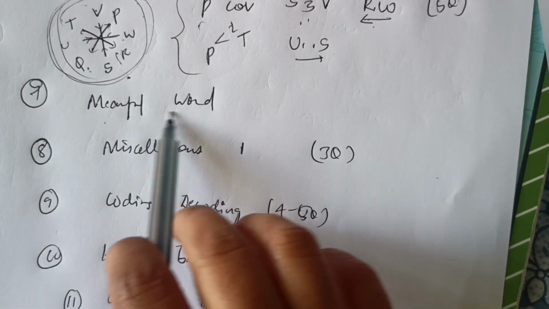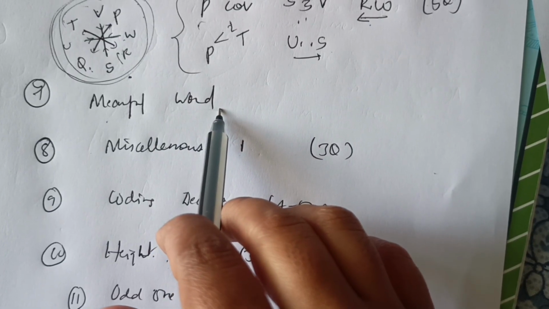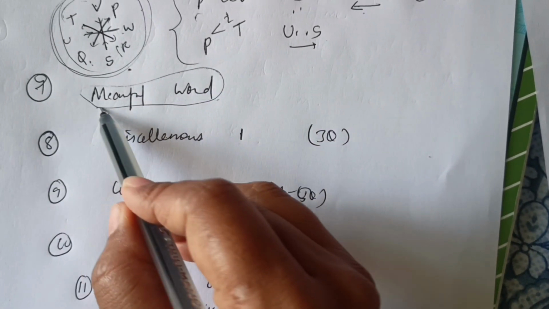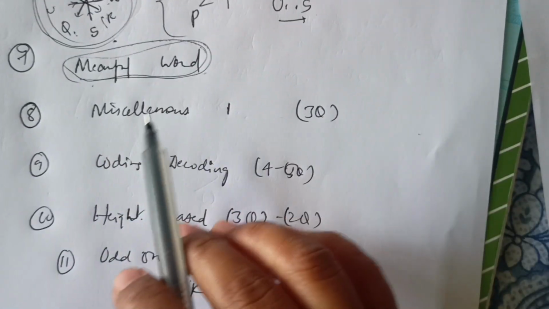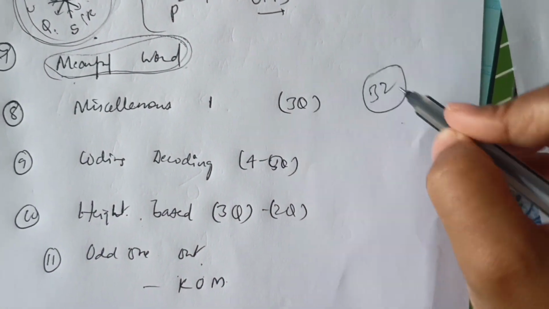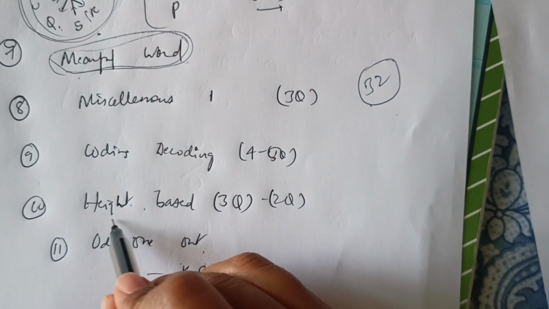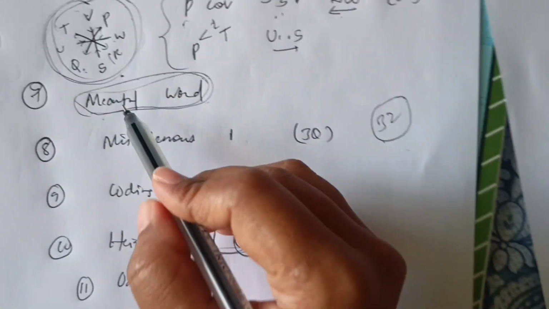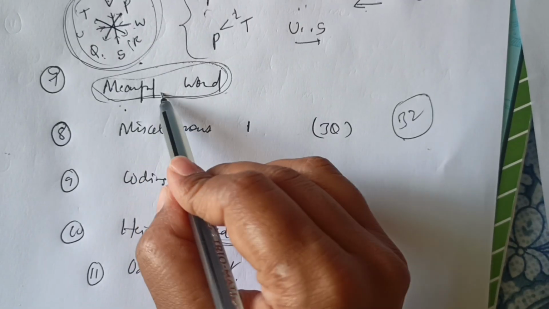Okay, one meaningful word question was also there, I guess. Please do confirm if this question was asked in the exam or not. In the end, I attempted a total of 32 questions in reasoning. I left this height based puzzle. If it is three questions, then this must not have come in the exam.